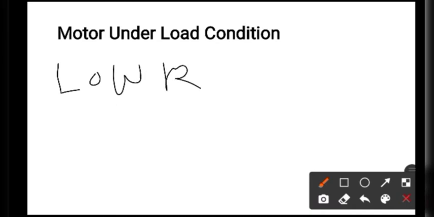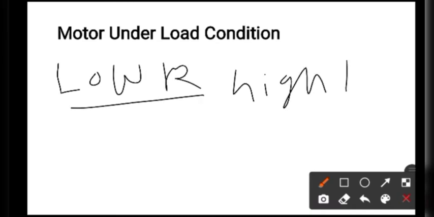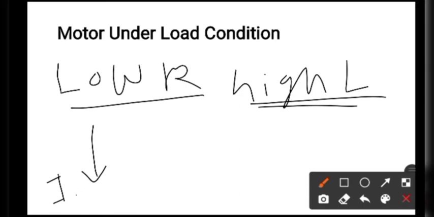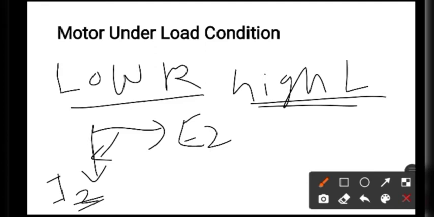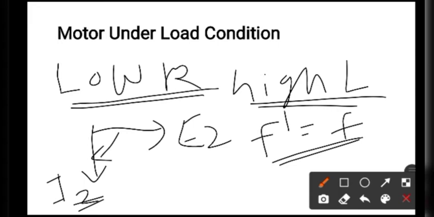Now we are going to see the starting torque of a three-phase induction motor. The rotor circuit has low resistance and high inductance. Therefore the current flowing through the rotor circuit lags behind the rotor EMF E2. So the current I2 lags behind the rotor EMF E2. The rotor frequency f' is equal to the supply frequency at the time of starting. To vary the starting torque of the induction motor, we can add external resistance.